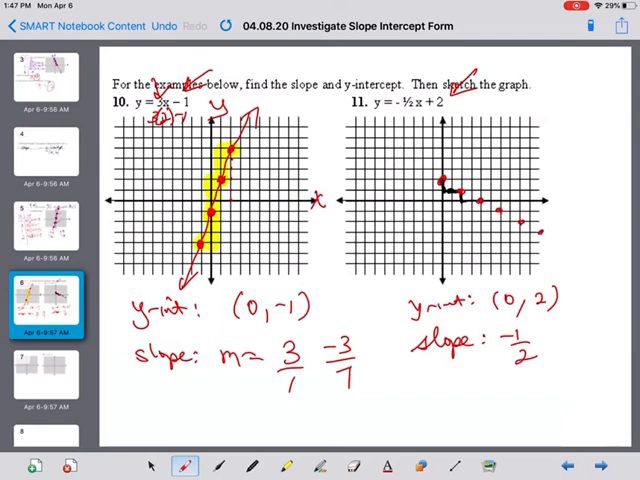And then you can keep going in that fashion as far as you want. You can go backwards. So down 1, right 2, that's the same as up 1 and left 2. So you go this way. And then, of course, connect it with a ruler if you have it nearby.